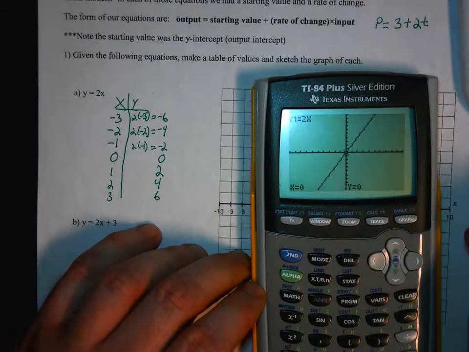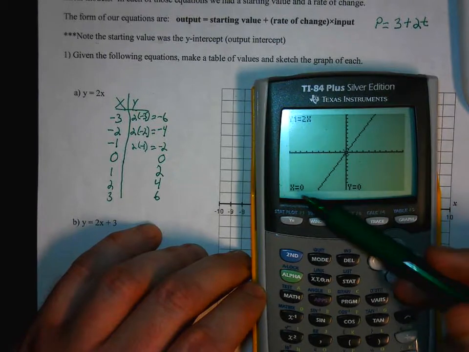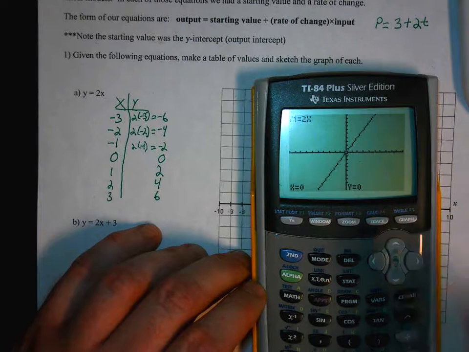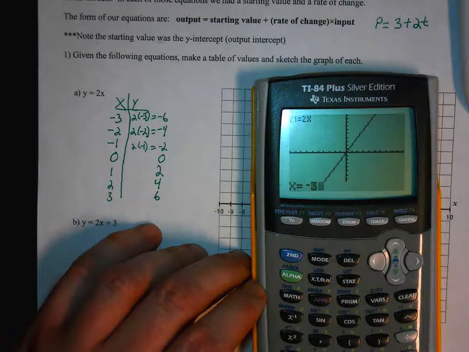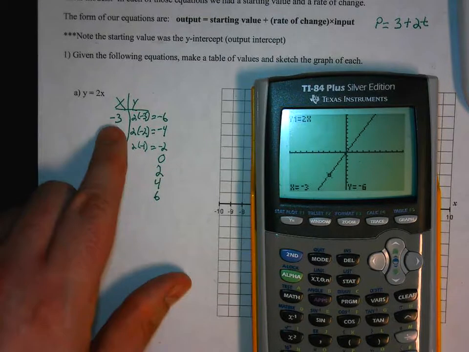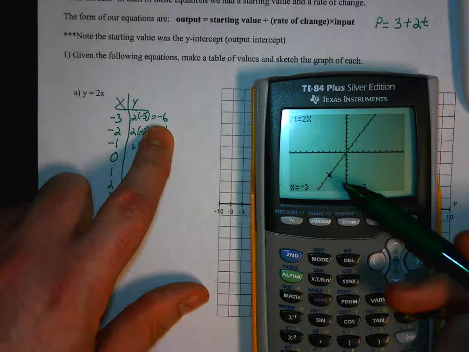If I press trace, it just defaults, in my case, to 0, 0. That's one point on the graph. But after you press trace, you can press whatever numbers you want. -3. So if x equals -3, press enter. It takes you to -6. So there's one point on the graph, and it actually shows you where it is.